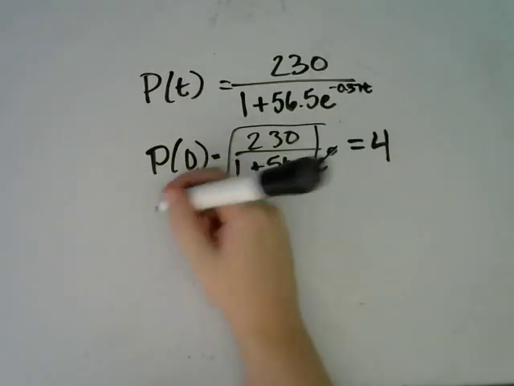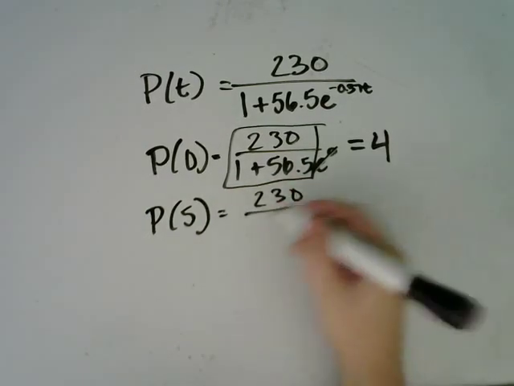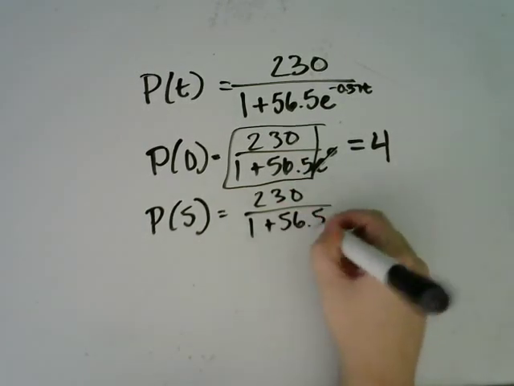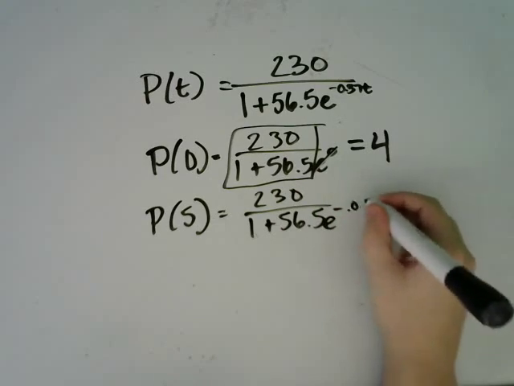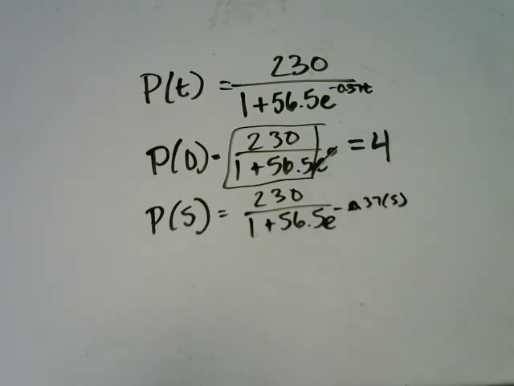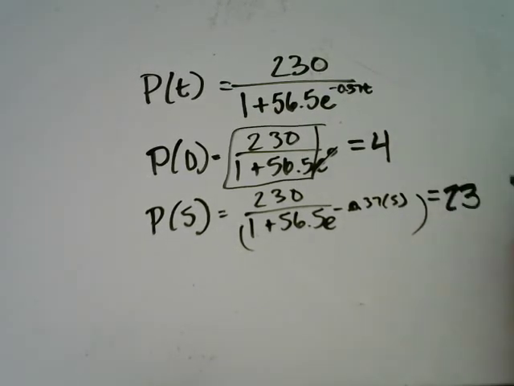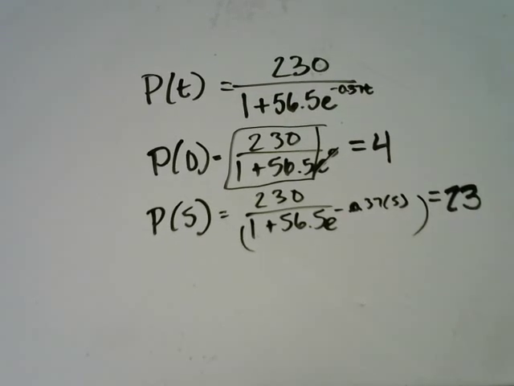What will the population be after 5 days? So we're going to take this equation and we're going to plug in 5. Use your calculator. Make sure you put a pair of parentheses around your denominator so that it all gets grouped together by your calculator system. And so I've got a population of about 23 fruit flies after 5 days.